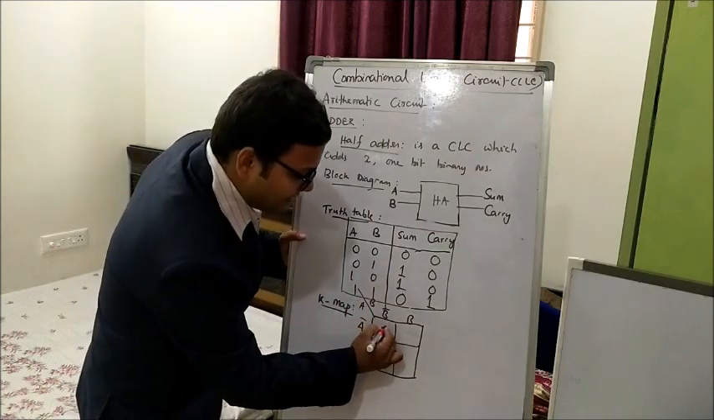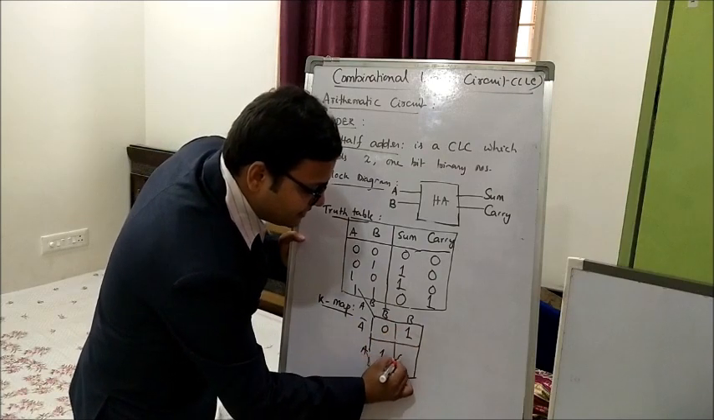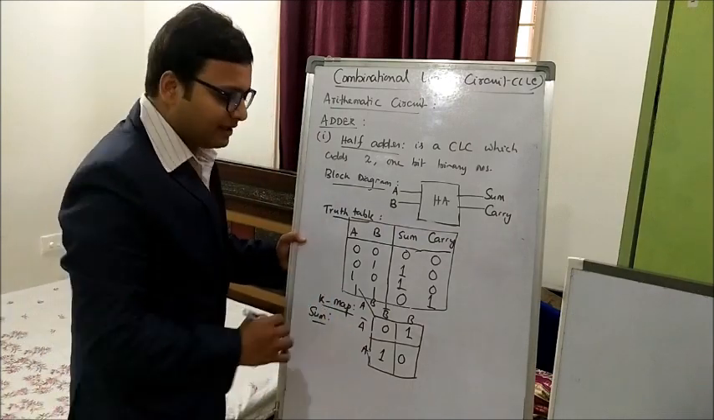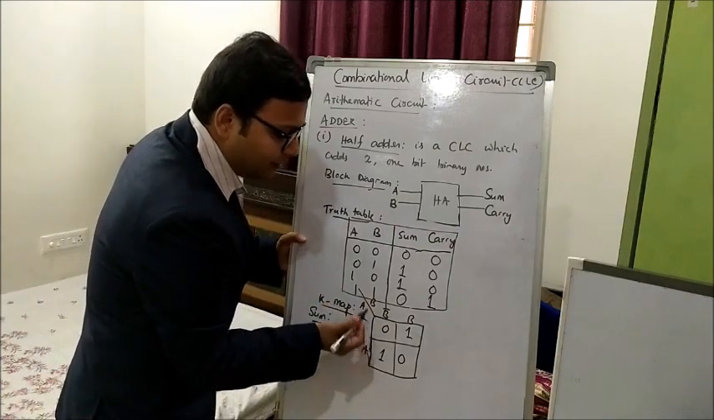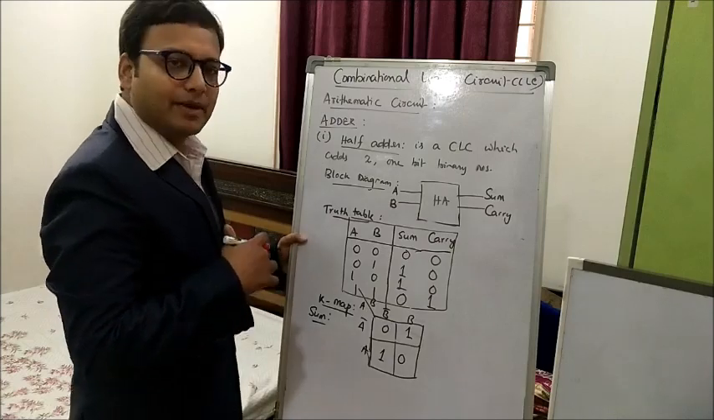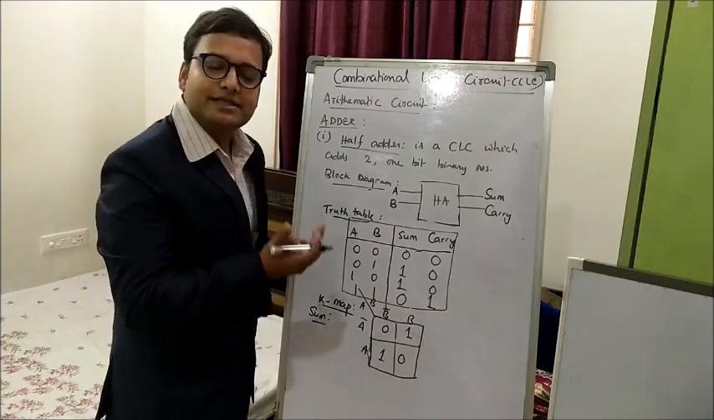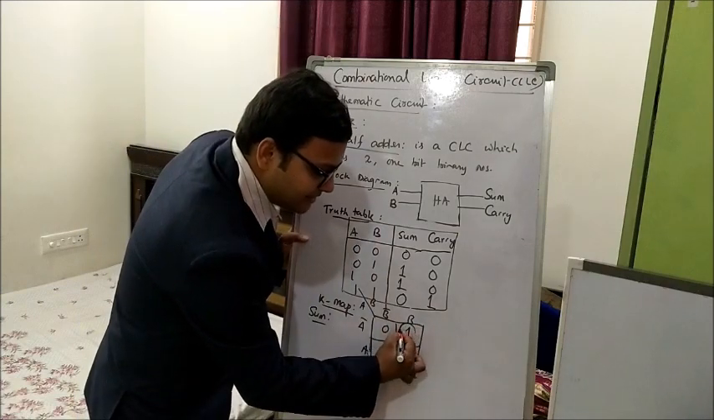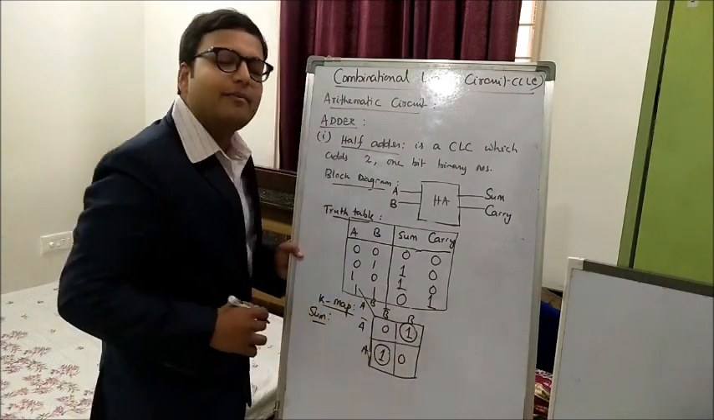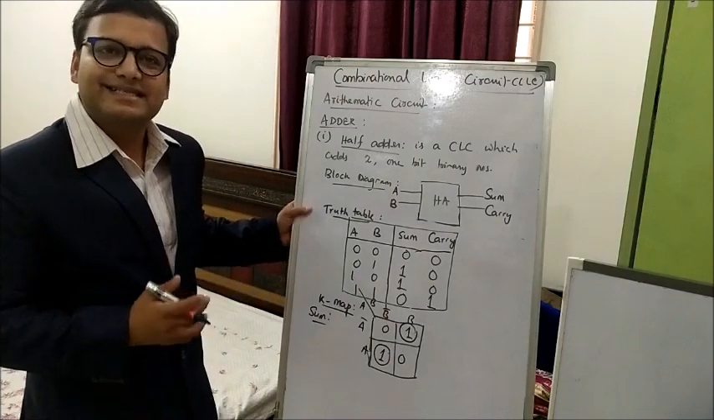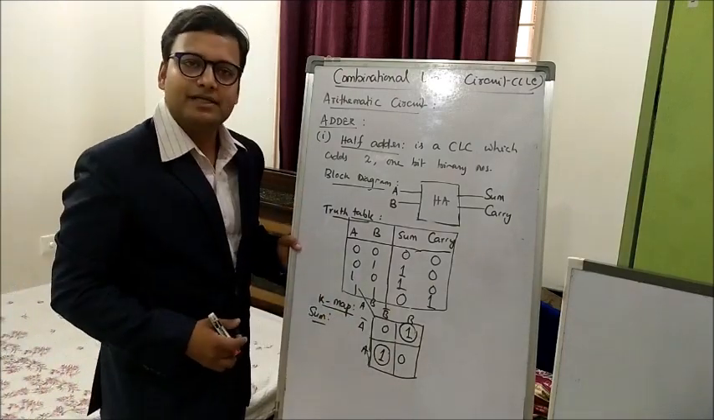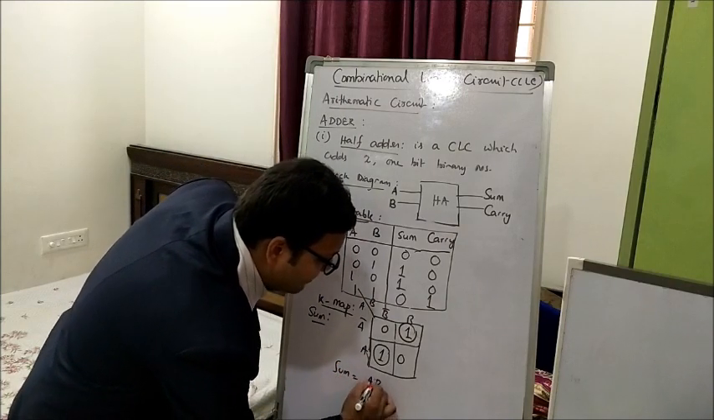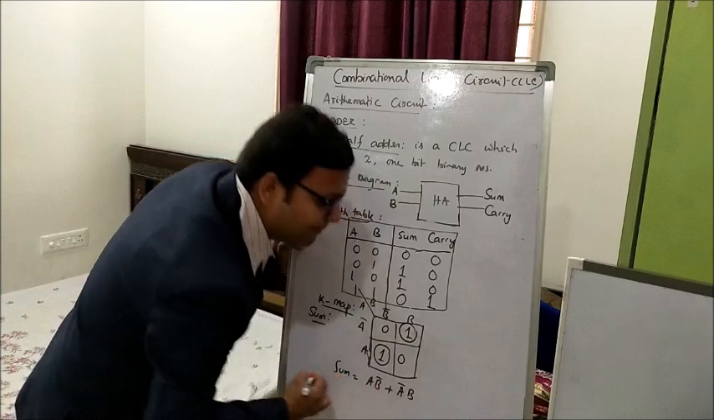So this is my 0 1, 1 0. This I am doing for the K-map for the sum. Now what I have to do is combine the maximum number of ones in order to minimize the number of variables. I can combine groups of 1, 2, 4, 8, 16 ones. So I will get sum is nothing else but A B bar plus A bar B.